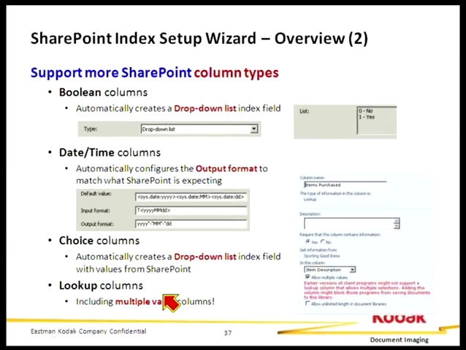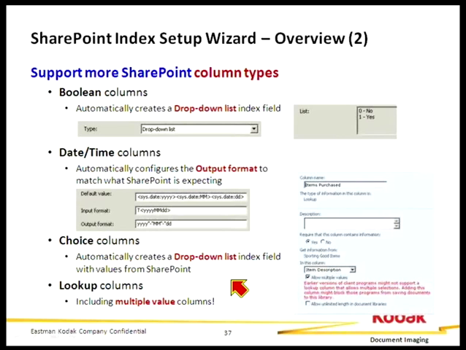And finally, we support lookup columns. A lookup column is something where you have a much larger list of possible values that are stored somewhere else in SharePoint in something called a SharePoint list. All right? And what a lookup column is going to do is it'll present a drop-down list in SharePoint and allow the user to look up and navigate and choose that particular value in SharePoint.